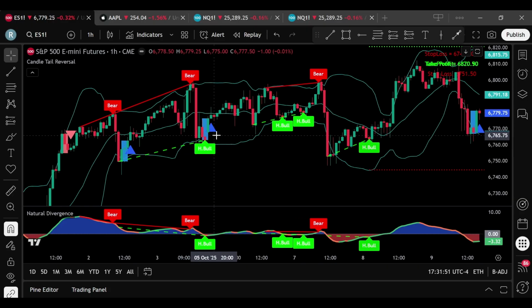But then even pairing it with actual bullish signals from the candle tail reversal gives even more confidence. We can even see here, just that alone, moving up.